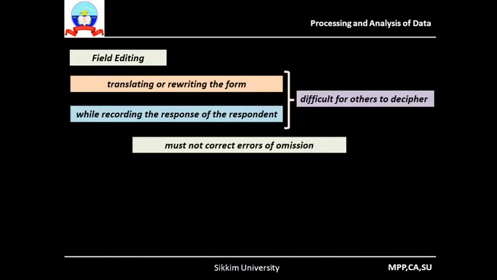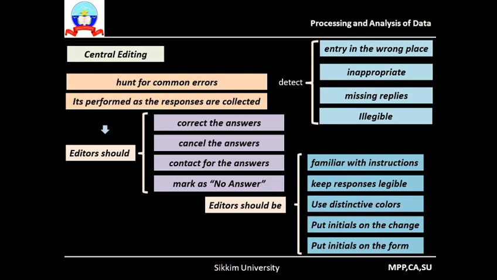Now let us try to understand the importance of field editing. At certain situations or at times, it becomes difficult to decipher the response of the respondent. So, it is very much important for us to clarify all the doubts that may arise from the response of the respondent. So, at the time of collecting the response from the respondent, we try to retranslate or rewrite the forms, but we need to ensure that the errors of omission are not corrected because it may be intentional on the part of the respondent. So in case of field editing, the overall objective is to translate and rewrite the forms, which may at times be difficult to understand. Now, once the field editing is over, then we move on to central editing.